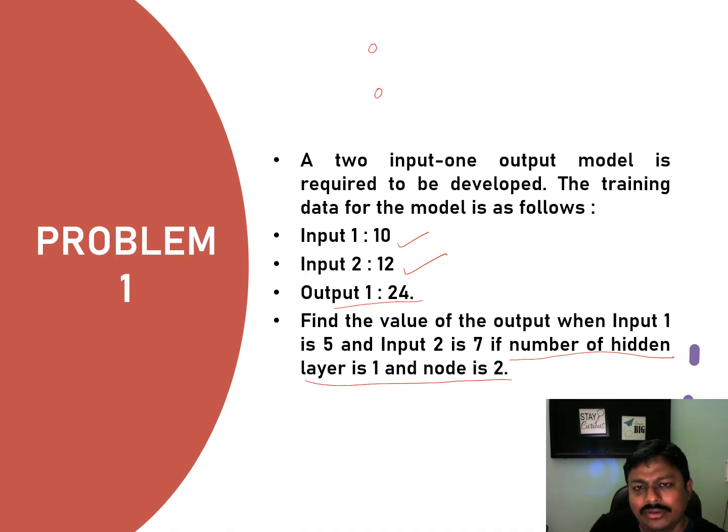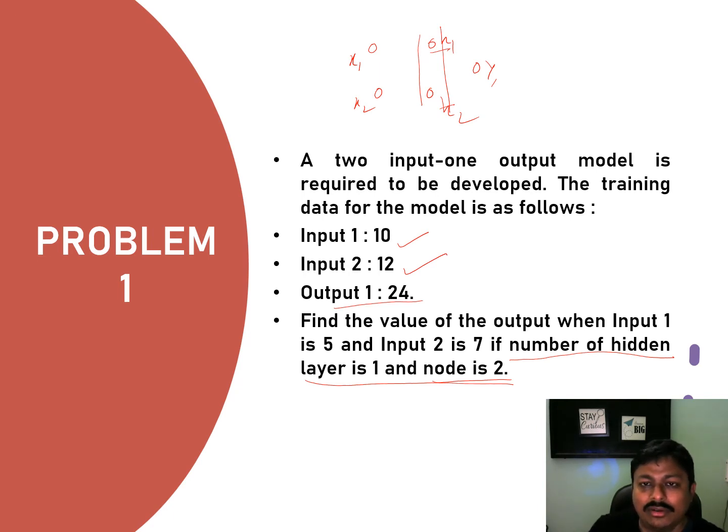You have two inputs, so two nodes in the input layer. You have two nodes in the hidden layer. And this is output 1. So this becomes your x1, input 1, input 2. This is output 1, right? As they have already said, take the number of hidden layers to be 1. So this is layer 1, the hidden layer. And node is 2, so hidden nodes are 2. This is H1, H2. Now, how to solve it?